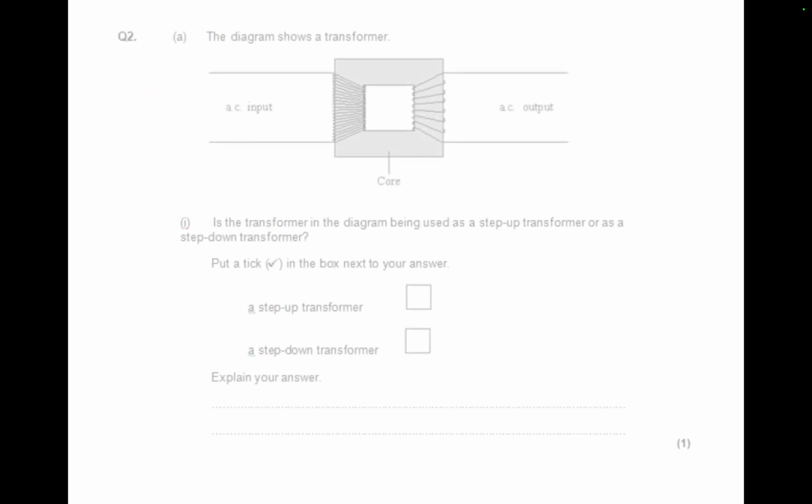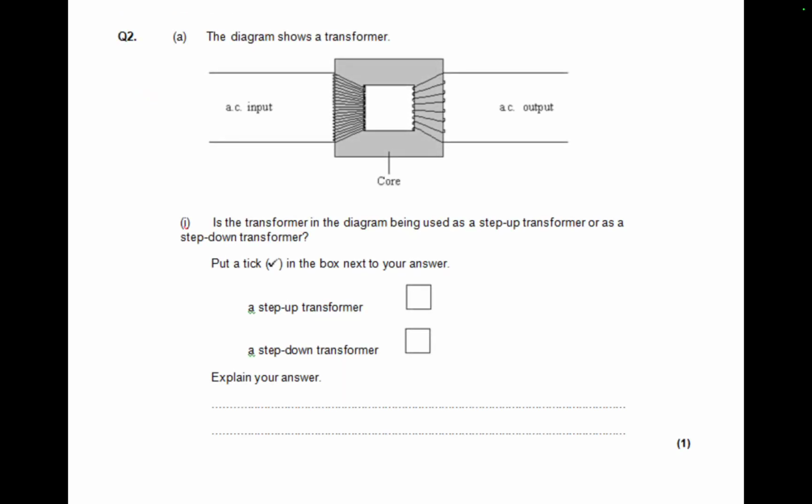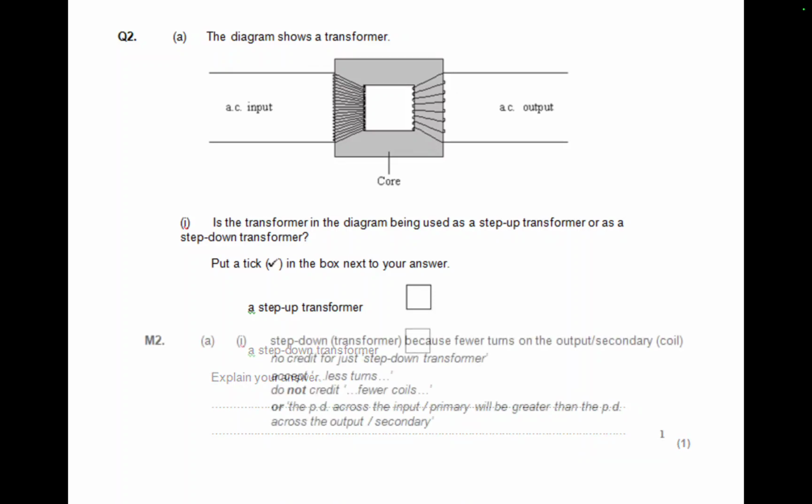Now let's move on. Let's pause for this one. The diagram shows a transformer. What type of transformer is it? It's going from more coils to less coils, so it's a step-down transformer. And then just mention the coils.